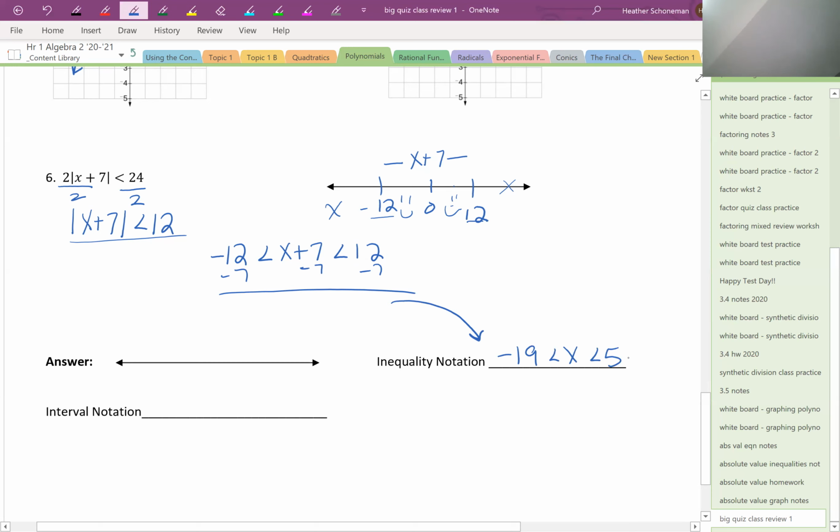For my answer on the number line, I'm going to use my answers from the inequality, and I've got -19 over here and 5 over here. This is less than, so we're going to have open circles, and it's all the numbers in between, so I'm going to shade in between. I only have one part of my graph or my number line shaded, so I'm going to have one interval, and it goes from -19 to 5, and I use parentheses because it's open circles. If it had been brackets or closed circles, then I would use brackets.